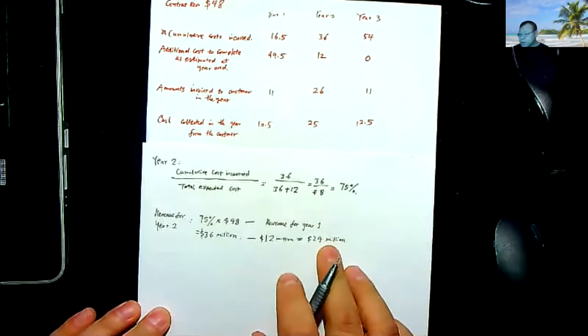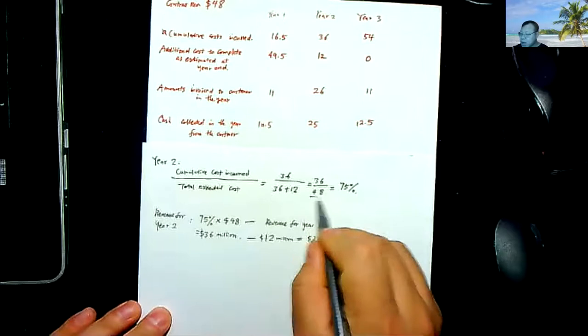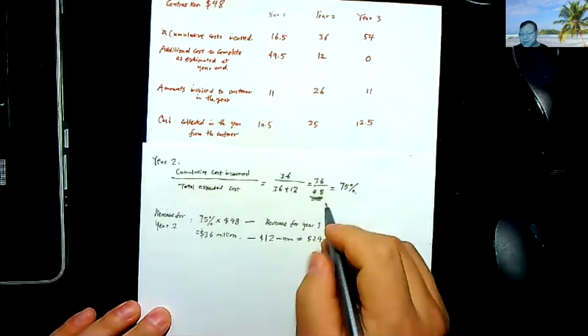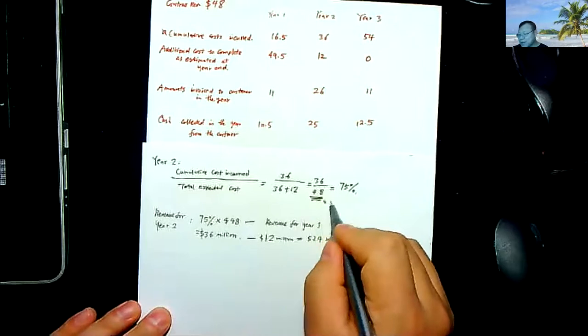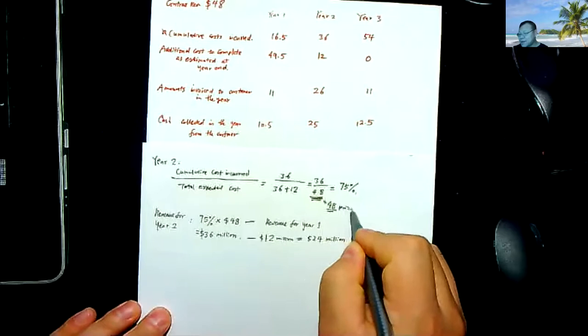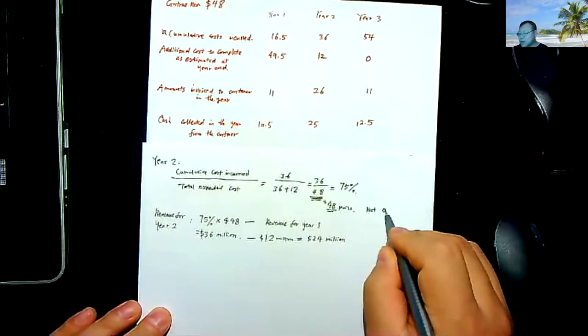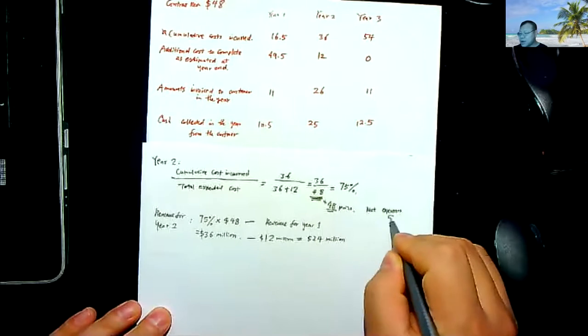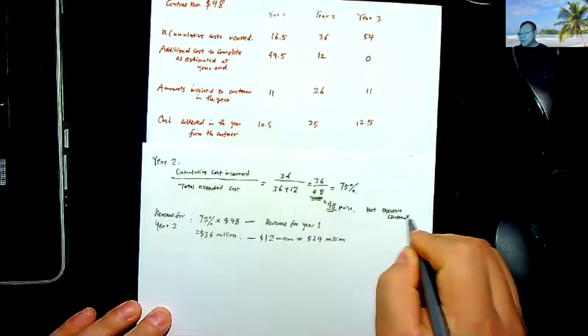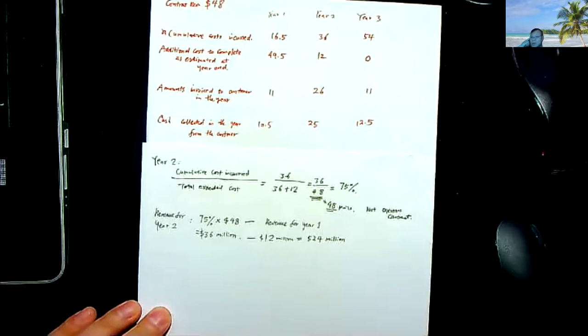Okay. So at this point, the total cost is 48 million. So that's equal to the contract price, right? So now it's not a losing position. This is not an onerous contract. Okay, not an onerous contract.